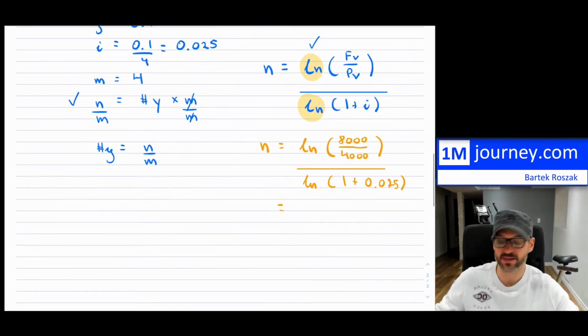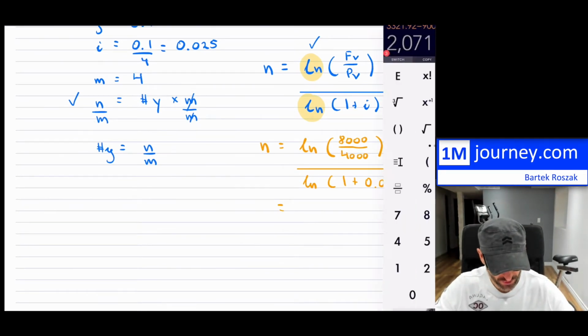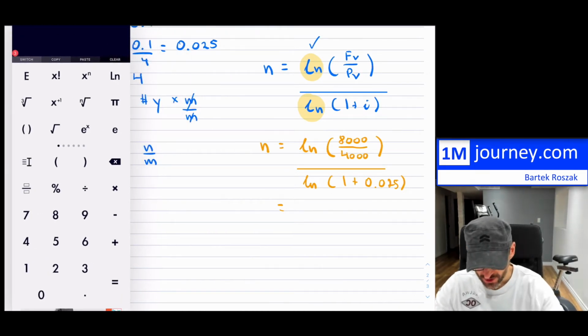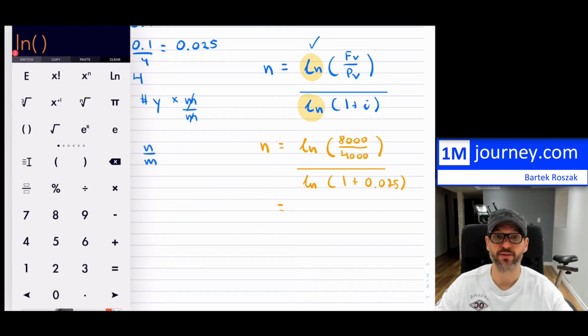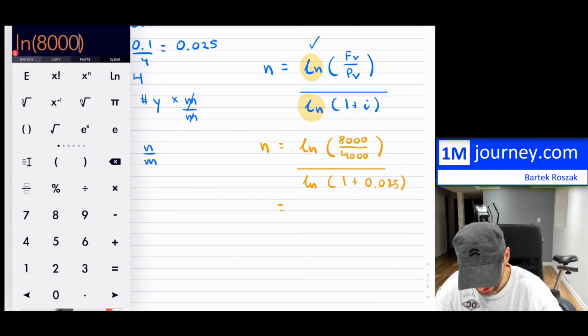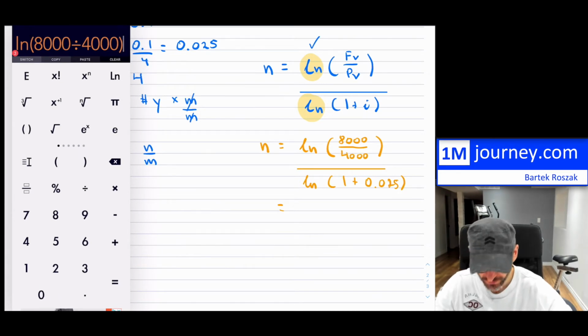I'm going to keep this as it is, and I'm going to take out our calculator here and put it on this side. Notice I have my ln button there. I'm going to put future value divided by present value, so 8,000 divided by 4,000. So that's there.